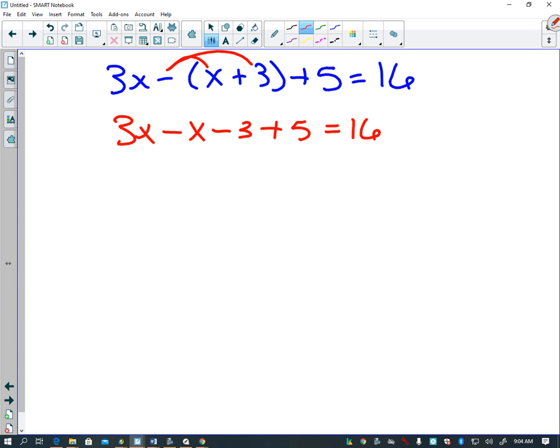Solve for x, which means I need to isolate x. But before I do that, here I'm going to combine like terms, correct? 3x minus x is 2x, negative 3 plus 5. We still kind of struggle with negatives and positives. It's positive 2. Okay?